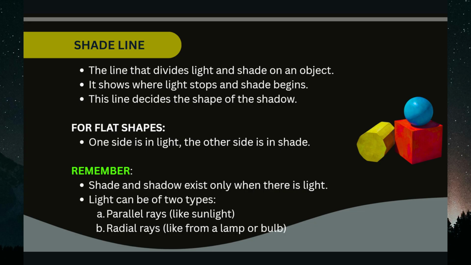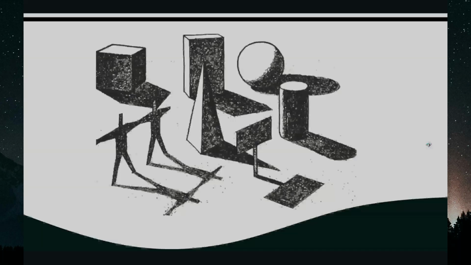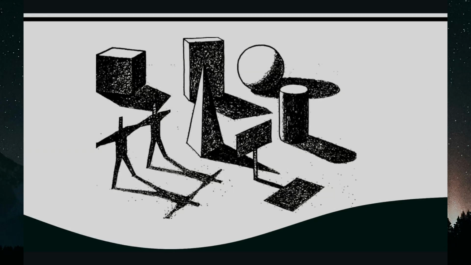Light can be, there are two types of lights. One is known as parallel light or parallel rays, which is coming from the universal source of light that we have, the sun, and radial rays, which is the part of the local source of light, like from a lamp, bulb, or might be a candle. I'm going to show you some visual examples of it so that you can understand it.